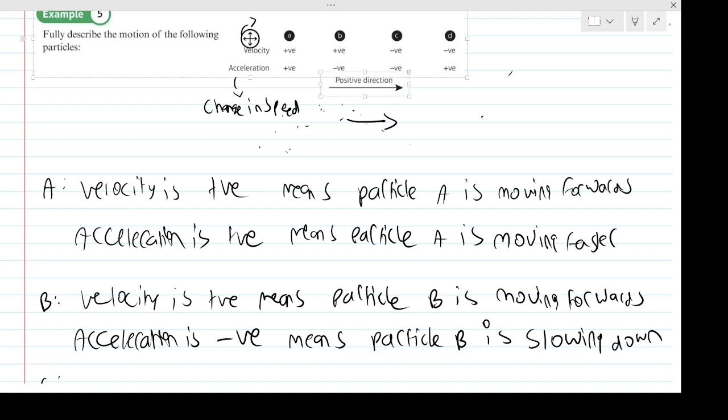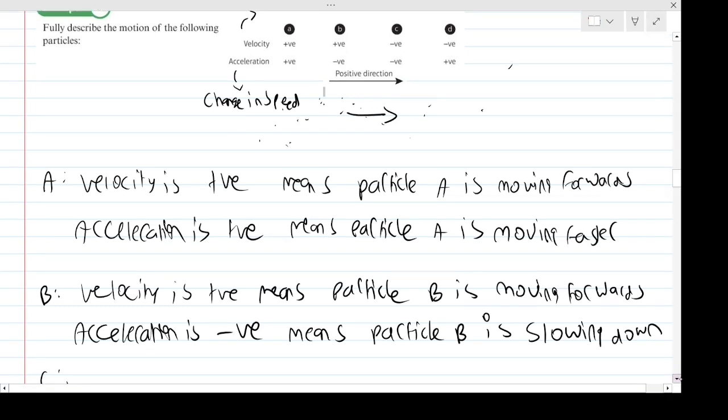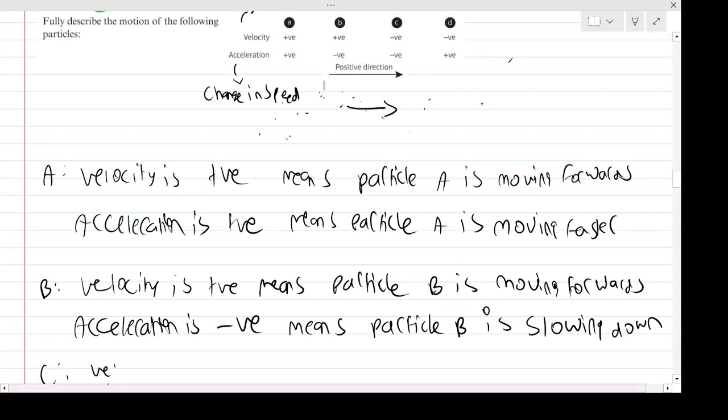Because firstly the velocity is negative, that tells me the physical motion, so is it moving forwards or backwards? Well, if it's negative, it can't be moving in the positive direction, it's moving in the opposite direction, so it's going to move backwards, okay? So, velocity is negative, and that means particle C is moving backwards.